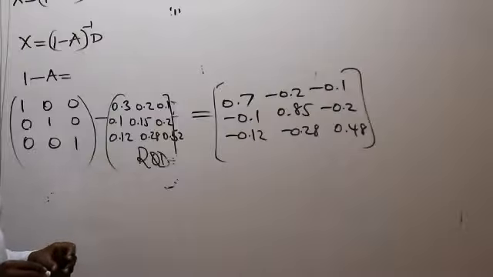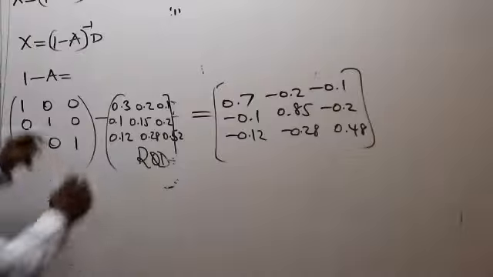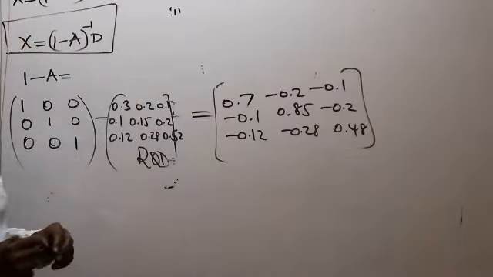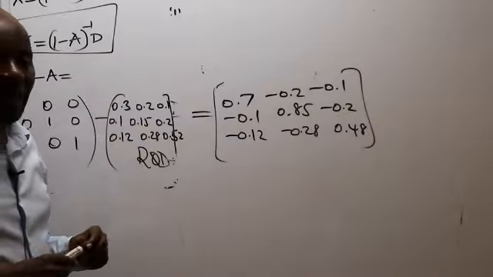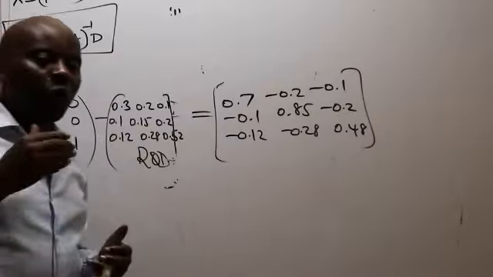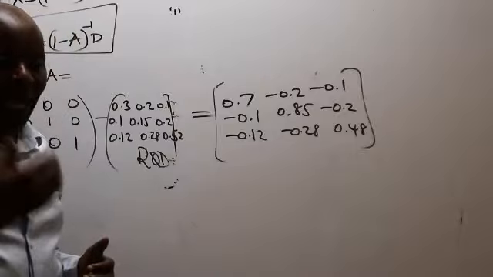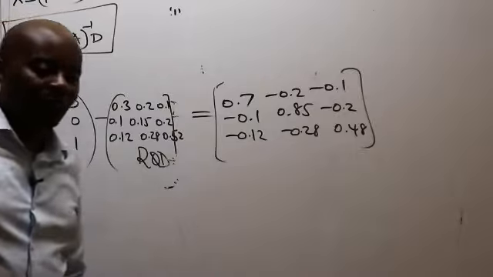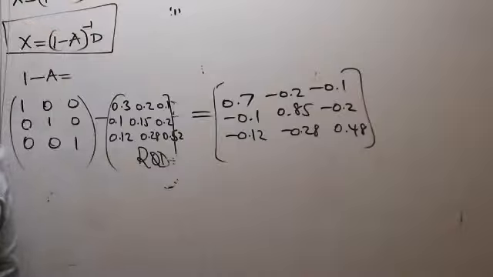Now, ladies and gentlemen, according to this equation, I've been able to get I minus A. Once I get my I minus A, what do you think will be the next thing to be done?